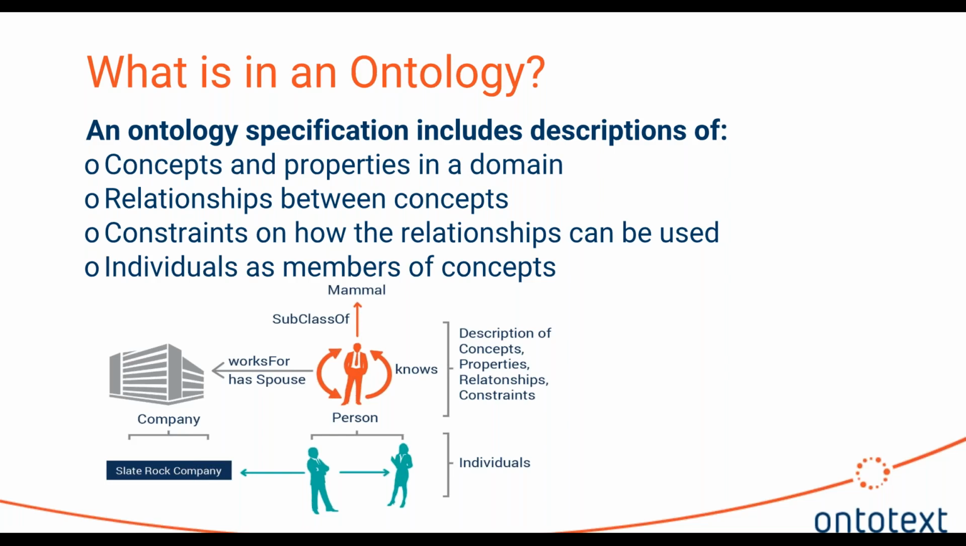We also know that Fred works for the Slate Rock Company. The Slate Rock Company is of type company. So we know that person works for company. And from that we can conclude that Fred is a person. The relationship can work both ways.